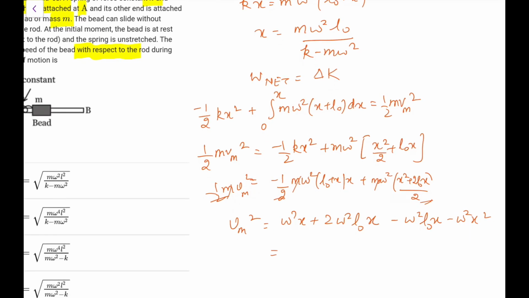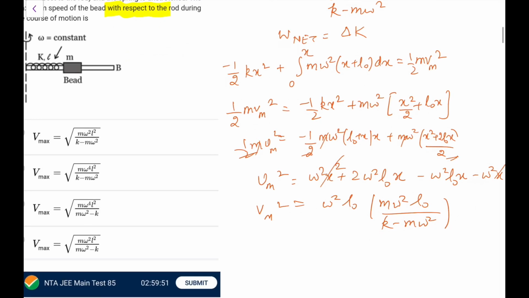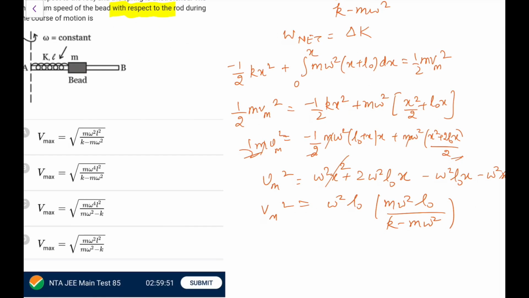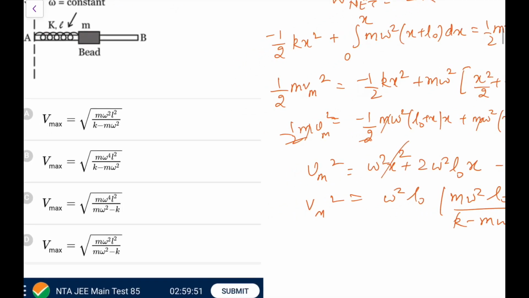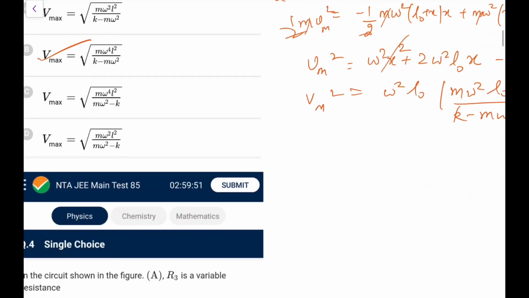Doing this simplification, omega square x square cancels out. I thought there was a dimensional issue, but there is none. It becomes omega square L naught x, where x is m omega square L naught upon k minus m omega square. So this is v max square. Taking the square root, v max is m omega to the power 4 L square upon (k minus m omega square) under the root. So option B is the most appropriate one, and we will go for it.